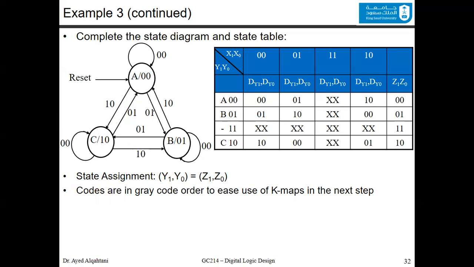And since we have only 3 states, we need 3 codes. We will use 2 bits. We know that 2 bits will give us 2 to the power of 2, which is going to be 4. And this 4 is the number of states that we can represent using 2 bits. But we only need 3 of them. So we will have 1 code that is not used. What we did is we will assume that A is going to be 0, 0, B is going to be 1, 0, and C is going to be 0, 1. The state 1, 1 is not going to be used.